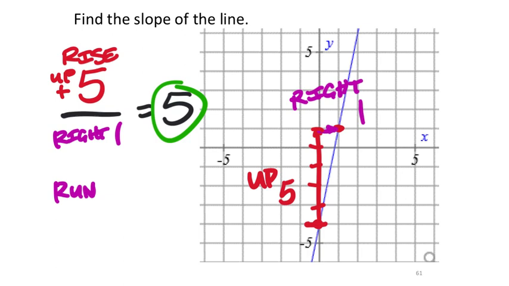So if you had by chance chosen this point at the very end here, you would have had up 10 to the right 2, but you'll see that that also simplifies to just 5. 10 divided by 2 is 5. So the nice thing about straight lines is that steepness does not change. You'll always have the same steepness, and that's why it doesn't matter which 2 points you choose. You can choose any 2 points.